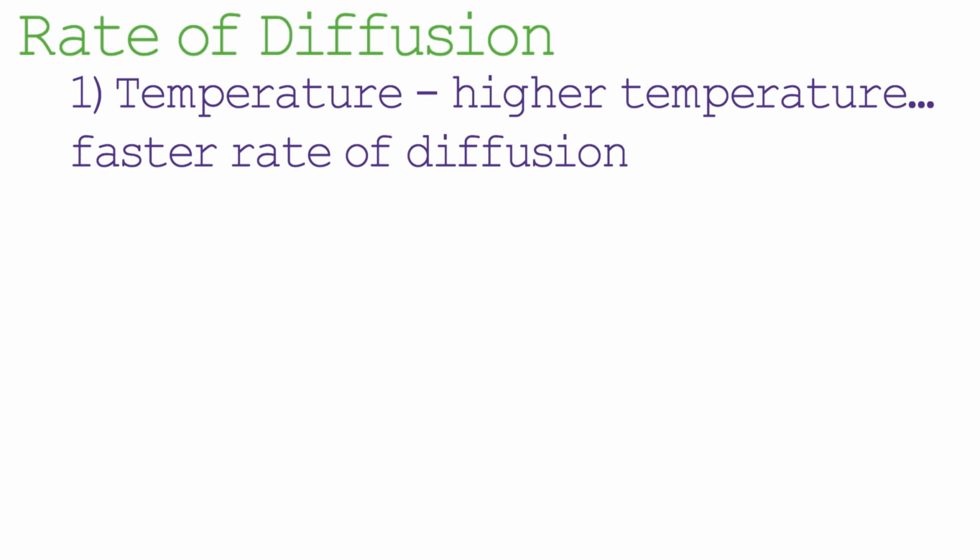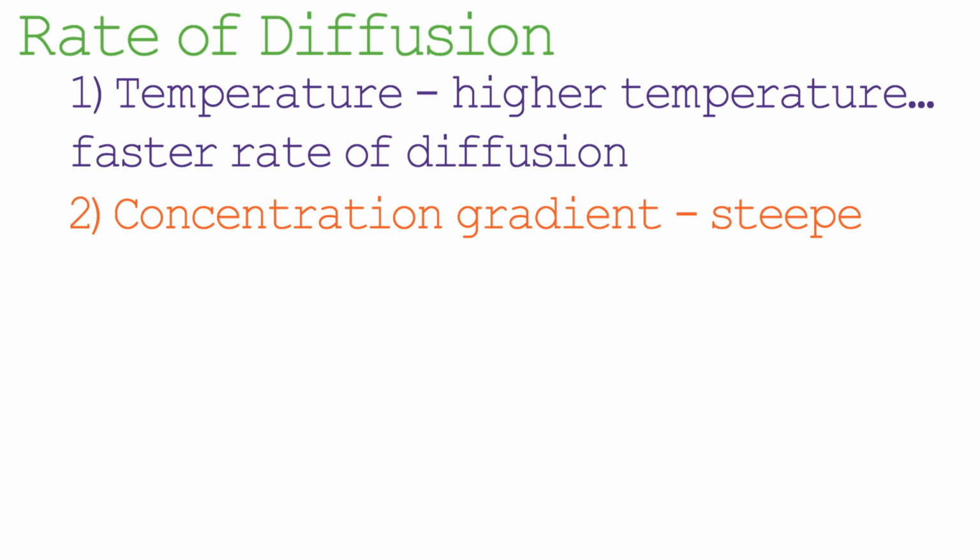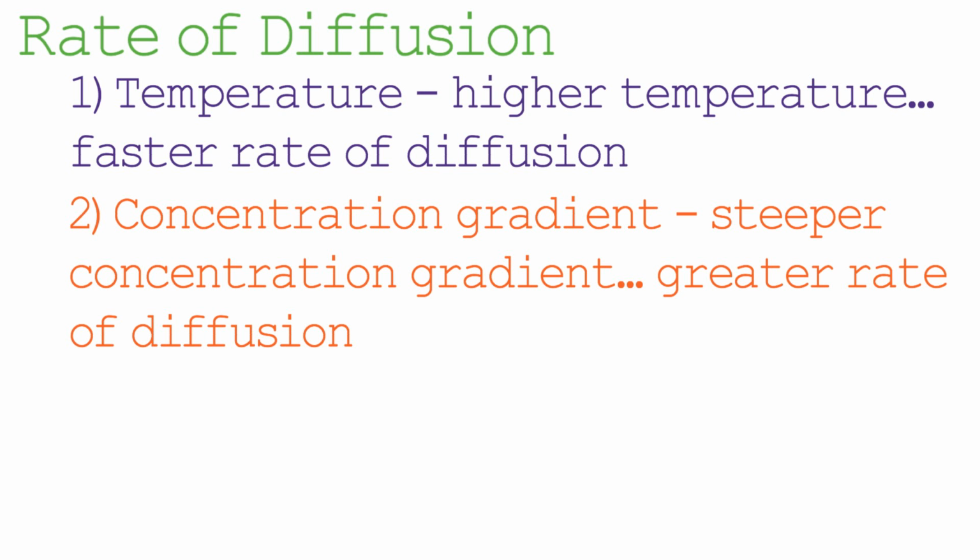If the temperature is lower, it means that the particles have less kinetic energy, and this results in them moving around more slowly. This causes the rate of diffusion to fall and the time it takes for an equal concentration to increase. Another factor that affects the rate of diffusion is the concentration gradient, whereby the steeper the concentration gradient is, the greater the rate of diffusion.